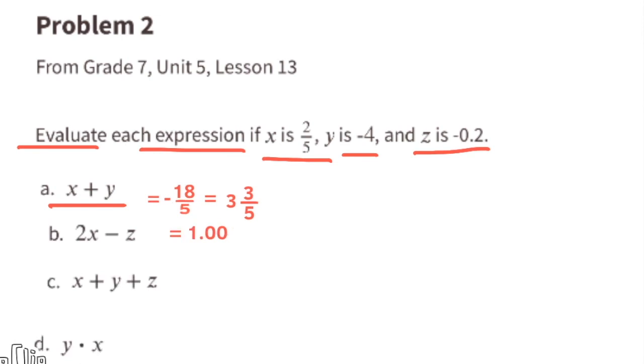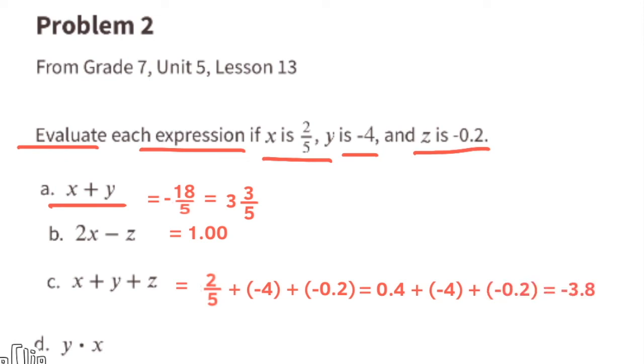C, x plus y plus z. Substitute the x with 2/5, substitute the y with -4, and substitute z with -2/10. Since the fraction 2/5 is equivalent to 4/10, we can rewrite this as 4/10 plus -4 and plus -2/10, which equals -3.8.